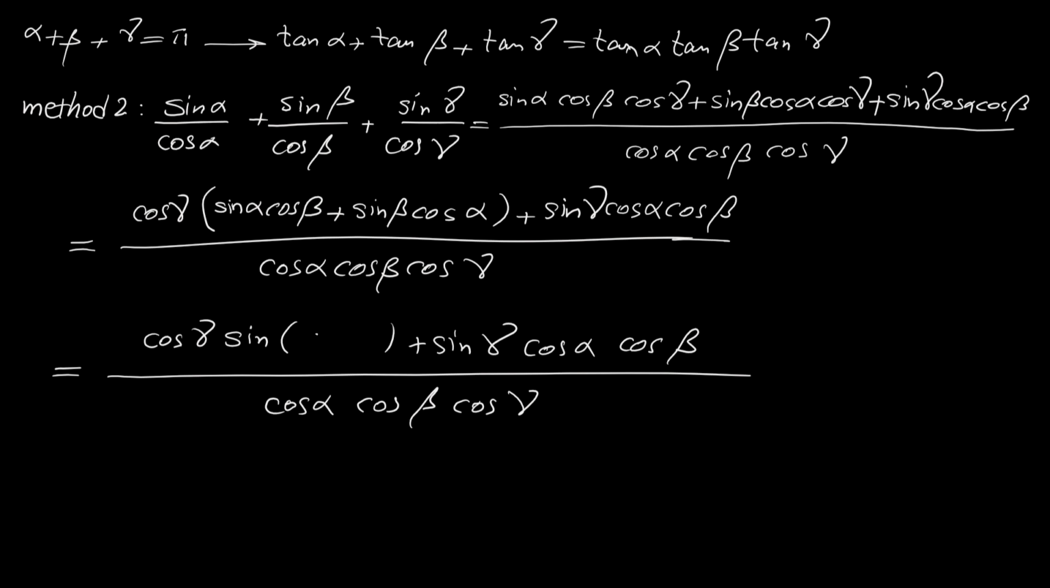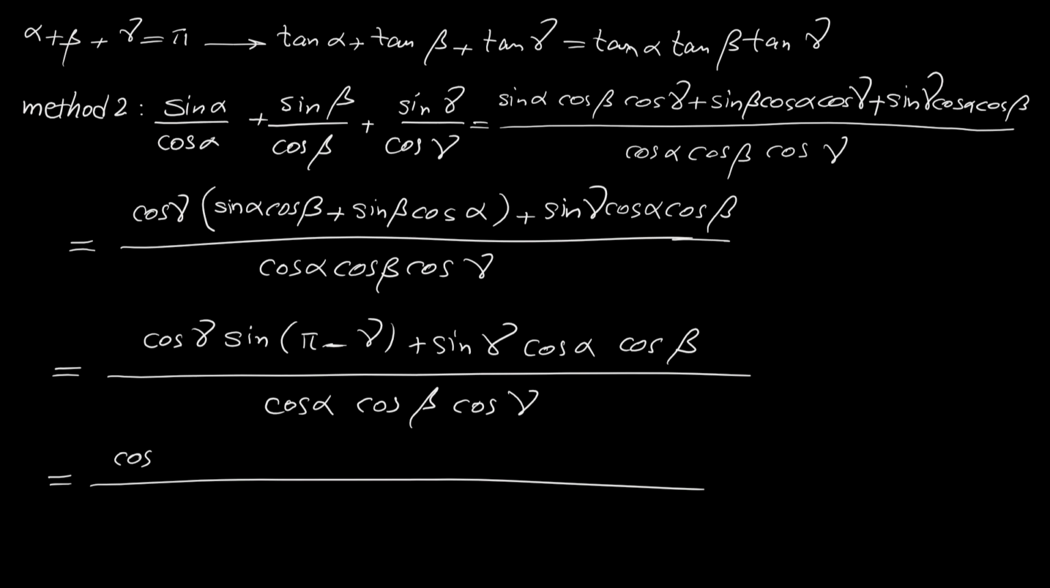Let me do this here, because I don't want to write all of this again. So here, don't forget, we substituted alpha plus beta with pi minus gamma, because from this relation we know that alpha plus beta is pi minus gamma. So we can do this because we have that condition for alpha plus beta plus gamma. Now let's open this sine with the formula for difference of angles.